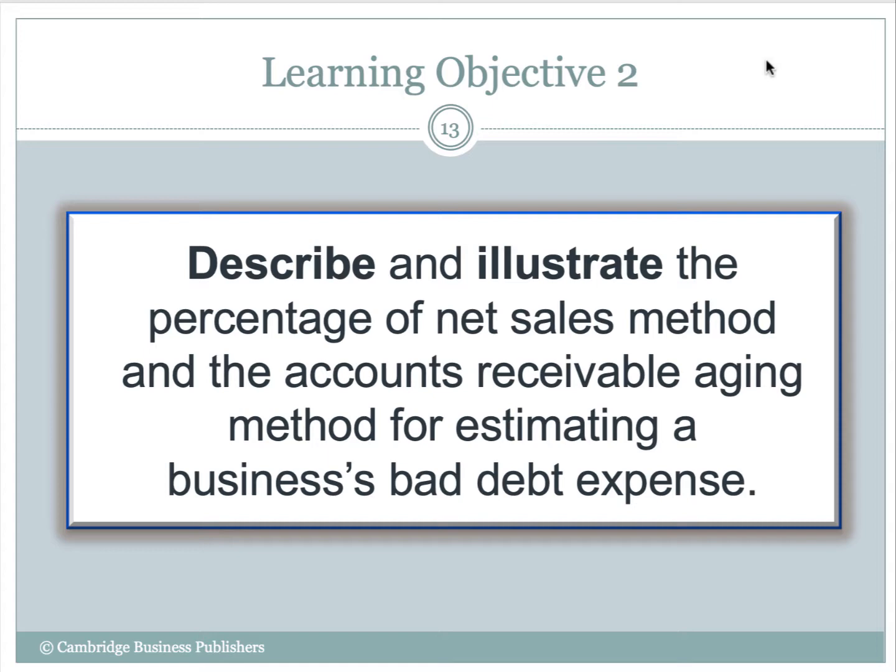So hopefully by the time you complete this video, you should be able to describe and illustrate both the percentage of net sales method and the accounts receivable aging method, which either one can be used to estimate bad debt expense. So let's just jump right in.